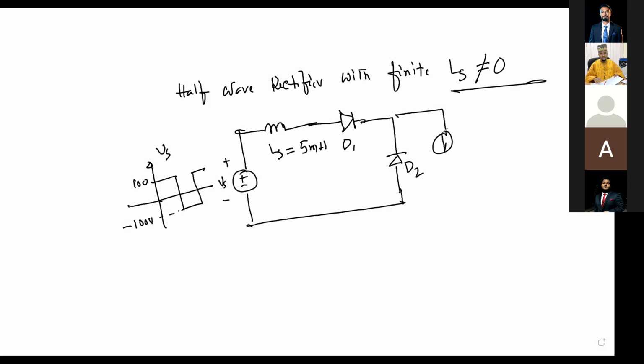And this is your load current ID equal to say 10 ampere. What is U and what is VD? Do it.